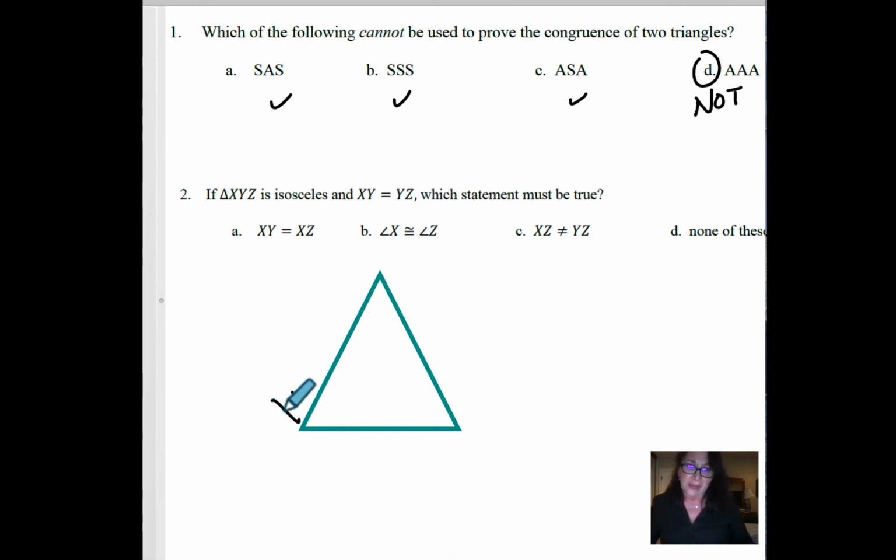For this triangle here, we have triangle XYZ, and XY is equal to YZ. So I'm going to say X is here, we have Y, and then I'm going to say Z is down here. It says it's isosceles. XY is congruent to YZ. Therefore, what statements must be true?